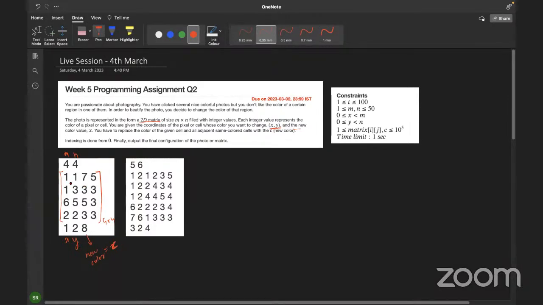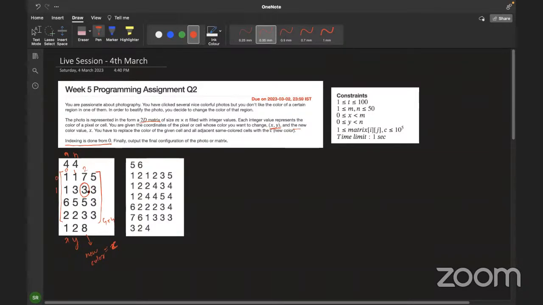In this matrix, you can see X equals 1. As it is said in the question, indexing is done from 0. So this is the 0th row, this is the first row, and X equals 1, so we'll look in this row. Y equals 2 is given. So this is the 0th column, first column, and this is the second column. So X comma Y, this is the cell. The old color here given to us is 3.